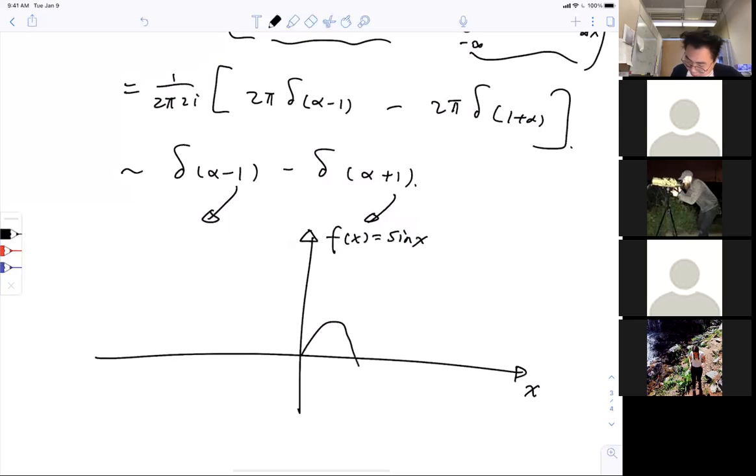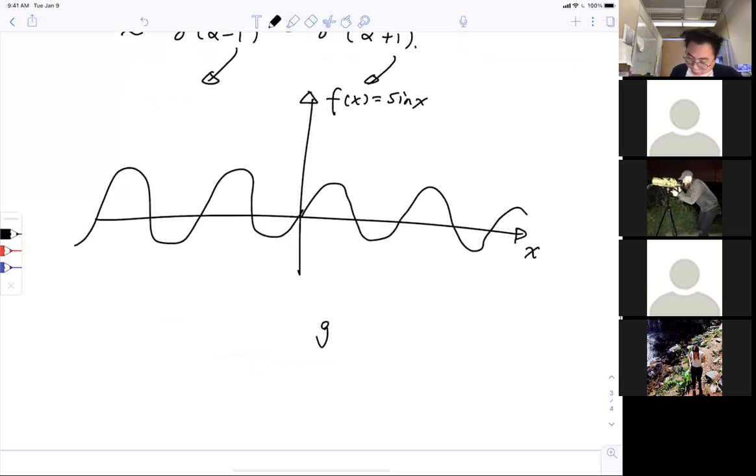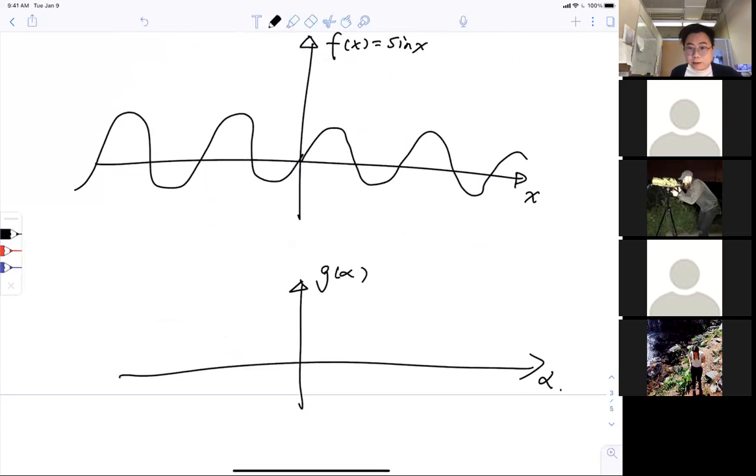So basically, in your original space, which is x, f(x) in this case is sine x and looks like this. And in your frequency space, sorry, in this alpha space, let's call it alpha.